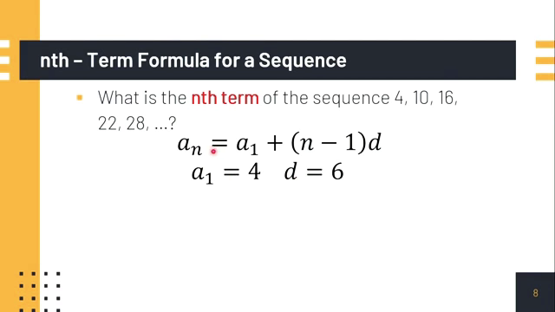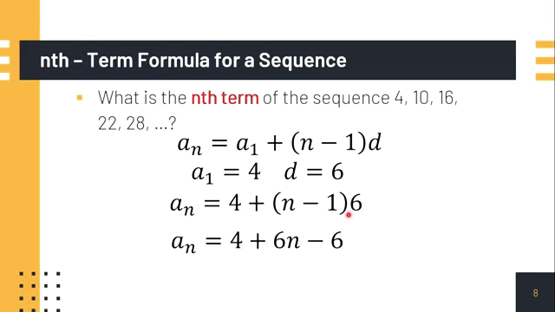Since nakuha na natin yung first term natin, which is a sub 1, and the common difference na 6, isa-substitute lang natin dito para makuha natin yung nth term natin sa given sequence na 4, 10, 16, 22, and 28. Okay, so substitute a sub 1, that is 4 plus n minus 1, and the common difference is 6. And then simplify.